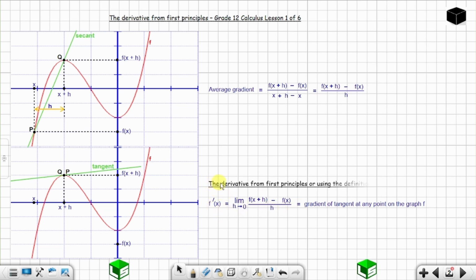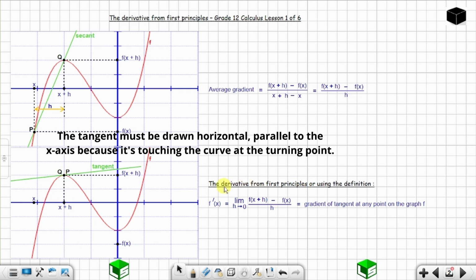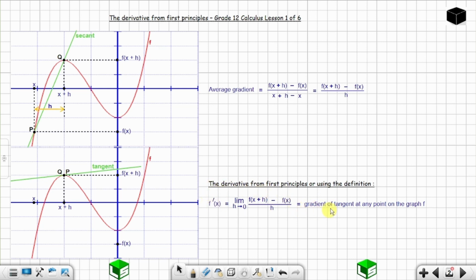So this is the formula that you can use to find the derivative from first principles or to find the derivative using the definition. They can say find the derivative from first principles or find the derivative using the definition. Okay, so this is the gradient of a tangent line that is touching a curve at one point.